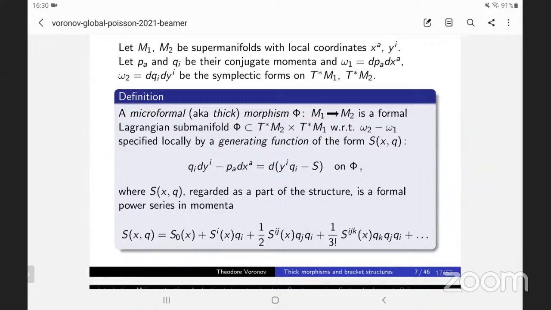So this class of Lagrangian submanifolds which can be described by a generating function of this type is well defined. Basically, what is needed for a Lagrangian submanifold to be described by functions of this type? We need to be able to choose X's, position variables on the source, and Q's, momentum variables on the target, as independent parameters on our submanifold. How to check this?